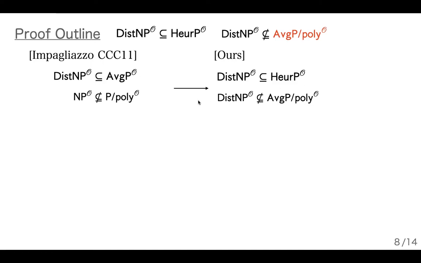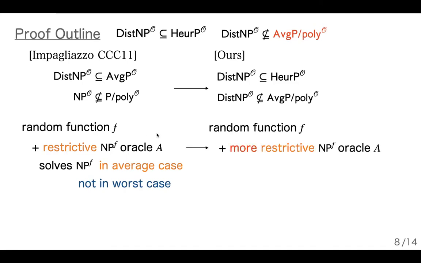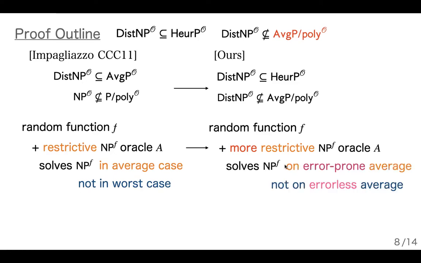Roughly speaking, the oracle by Impagliazzo consists of a random function as the hardness source and a restrictive NP oracle as the easiness source. So especially this oracle solves NP in average cases, but not in worst cases. What we actually did is to subtract power from the NP oracle, and we consider a more restrictive NP oracle to separate these two average-case notions.